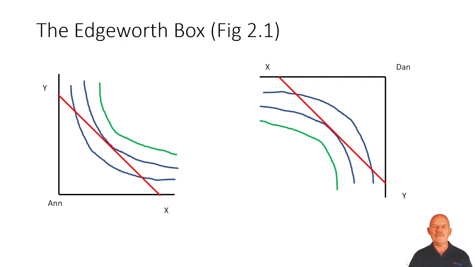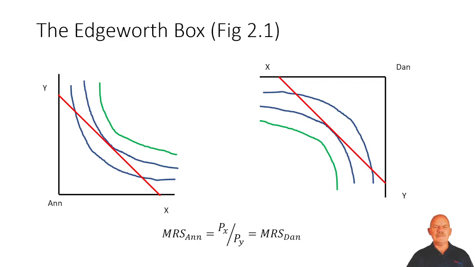So Dan has indifference curves, and this green indifference curve is also the furthest away from the origin and shows the highest level of utility. And the budget constraint is the red line. So you can see that the slopes of the budget constraints are the same. Why would that be? Because prices in the economy are the same for everyone. So the prices that Ann has to pay at the supermarket are the same as the prices that Dan has to pay at the supermarket. So hence the slopes of the price ratios are the same.